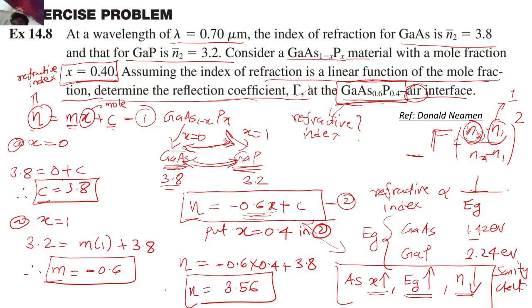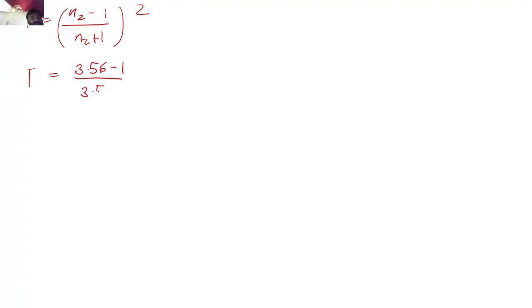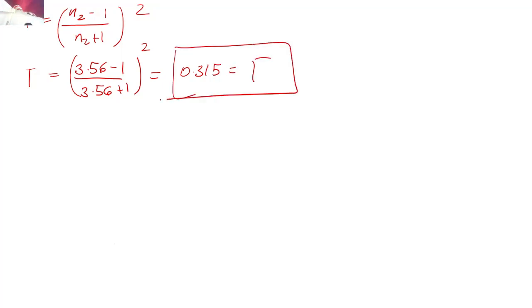Now let's combine both these equations, equation A and equation B. They are asking us the reflection coefficient, right? So gamma is N2 minus 1 divided by N2 plus 1, the whole square. And what is the value of N2? We just calculated 3.56. We substitute it over here and square the whole thing. The answer you will get is around 0.315. This is the reflection coefficient.